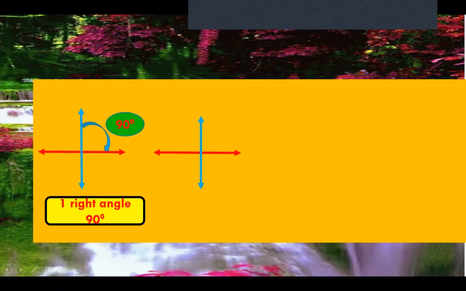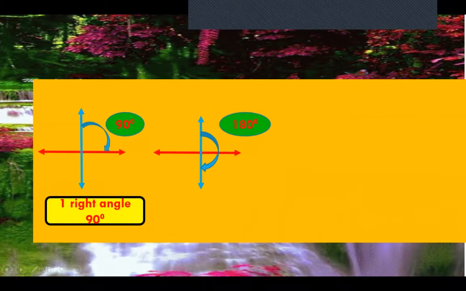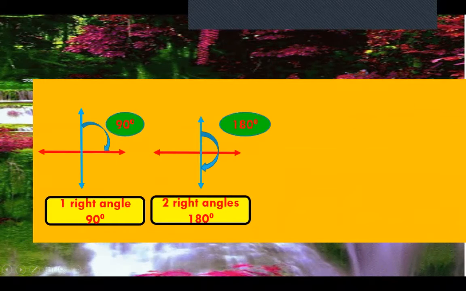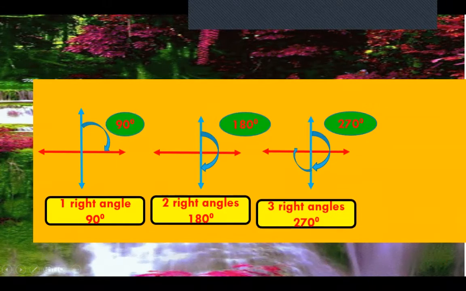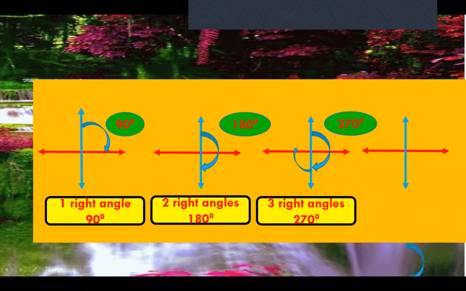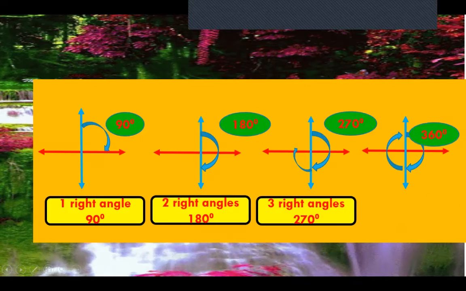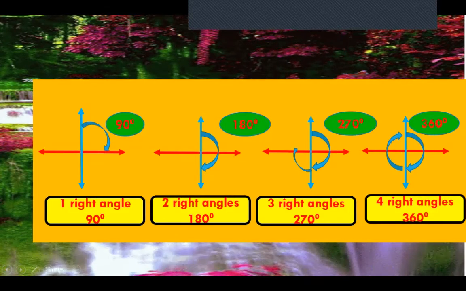Now observe these figures. This is a complete right angle which is 90 degrees. Two right angles make 180 degrees. Three right angles form 270 degrees, and four right angles together form 360 degrees.